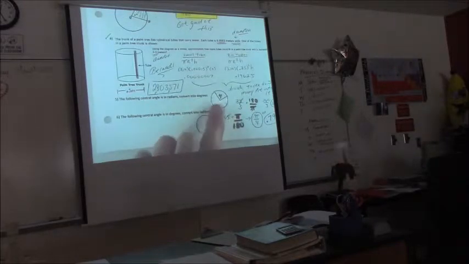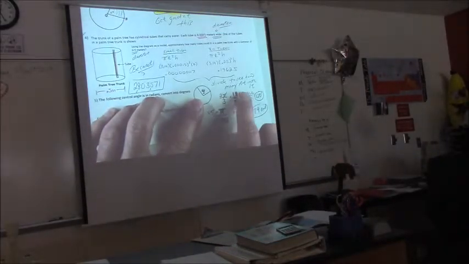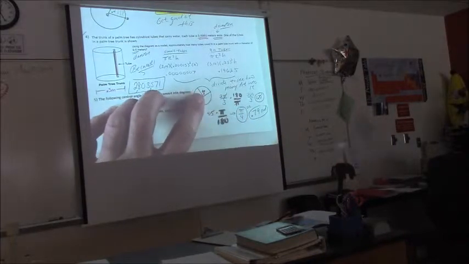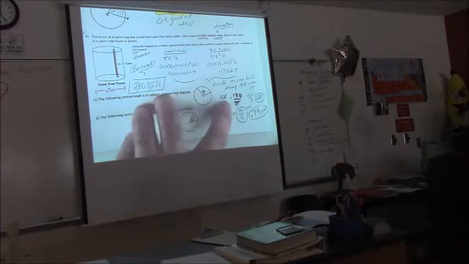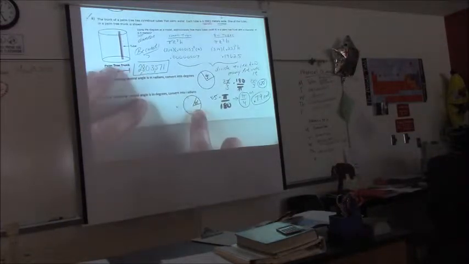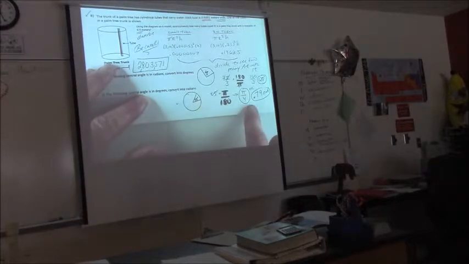How do you change again radians into degrees? Multiply it by what? 180 over pi. So if I want to change 2 pi over 3 to degrees, then multiply it by 180 over pi. If I want to change degrees into radians, then it's pi over 180. Because I don't mind having a pi in my answer.